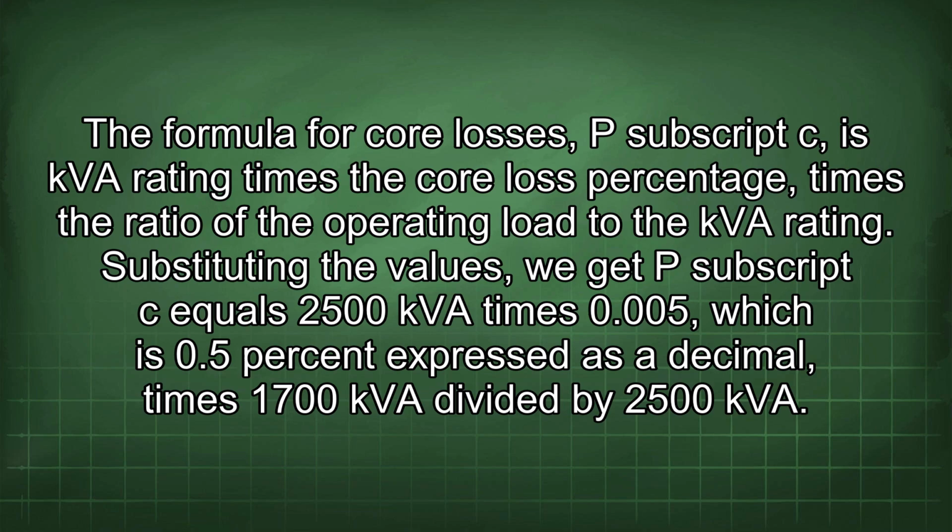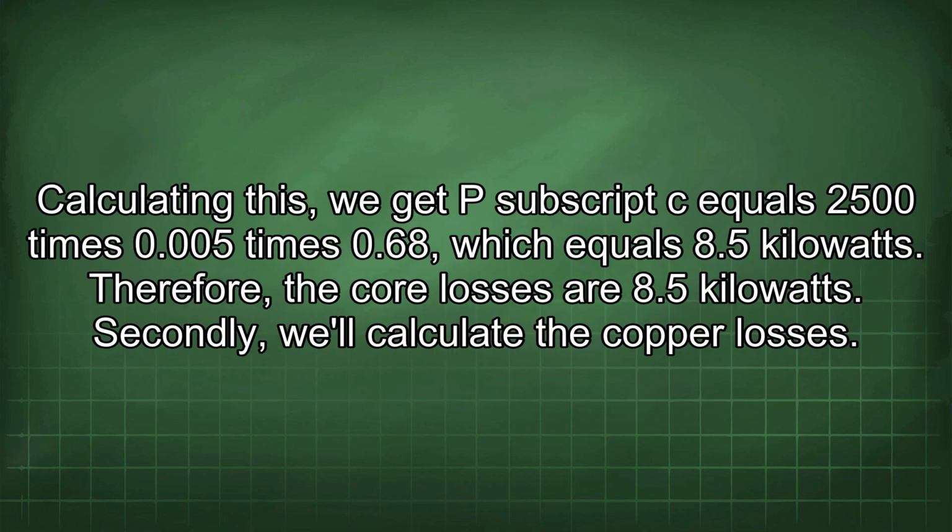Substituting the values, we get P_C equals 2500 kVA times 0.5, which is 0.5% expressed as a decimal, times 1700 kVA divided by 2500 kVA. Calculating this, we get P_C equals 2500 times 0.5 times 0.68, which equals 8.5 kilowatts. Therefore, the core losses are 8.5 kilowatts.